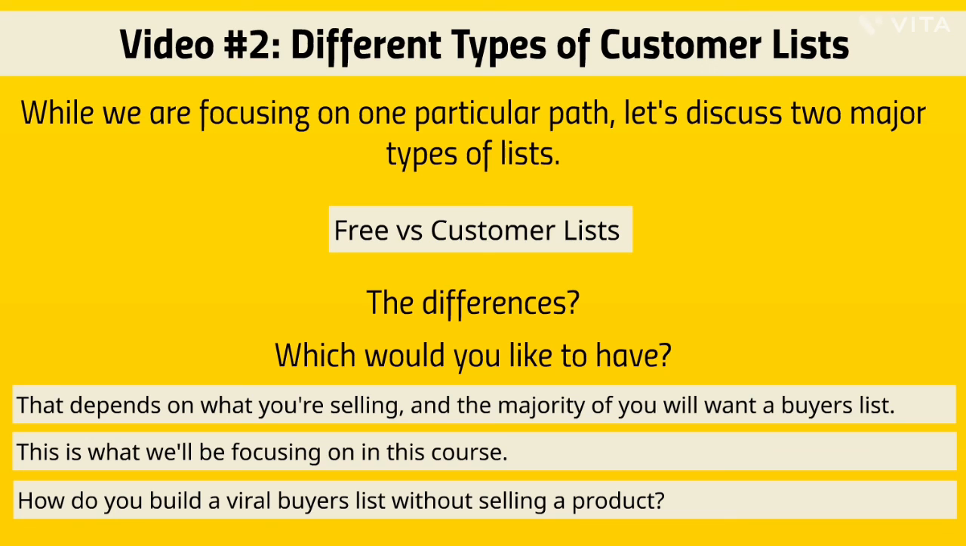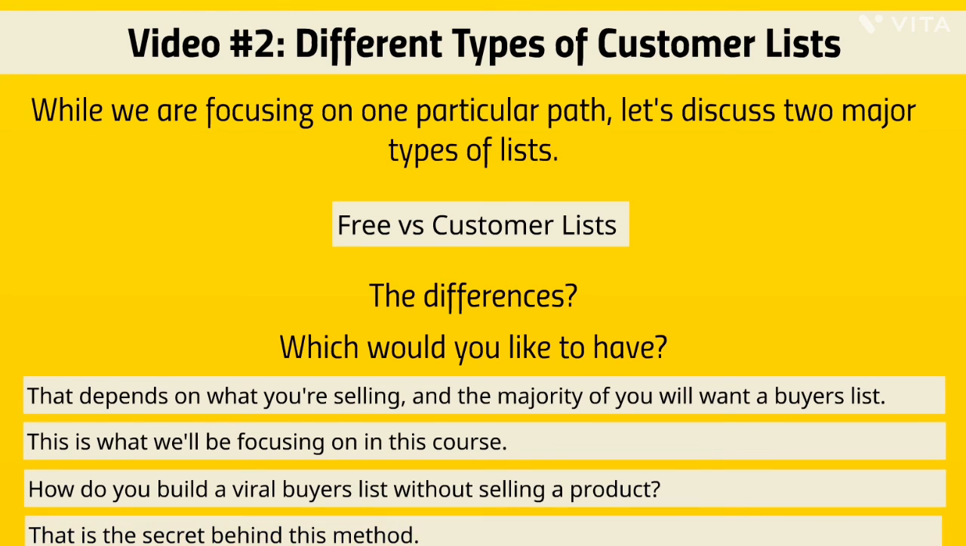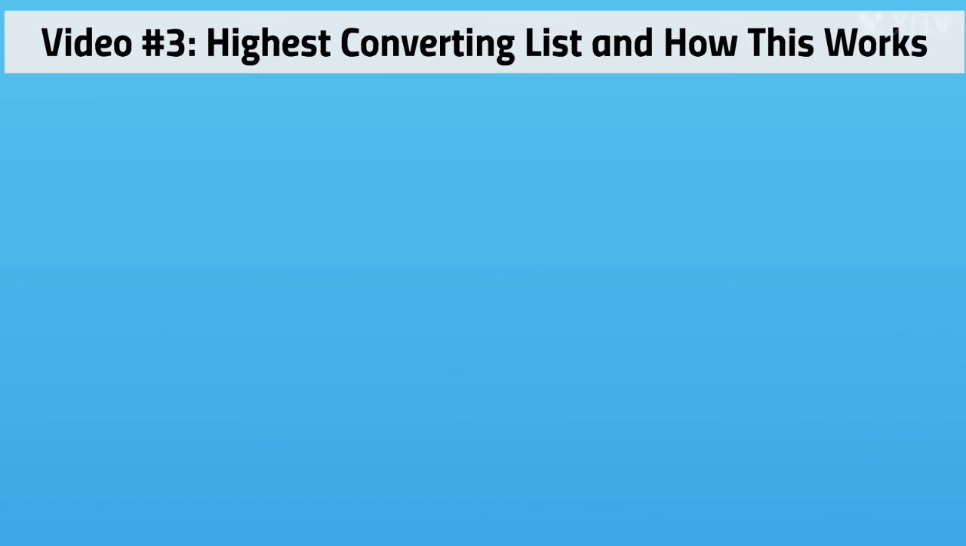Now, the question begs, how do you build a viral buyer's list without selling a product? Because selling a product takes time, and that's not necessarily getting it to build virally and getting other people to build it for you. Now, that is the secret behind this method: you get other people to actually build the list for you. Yes, it does take time, and yes, there is some work involved, but this is the closest thing to getting to that. So with that said, let's move on to video number 3.